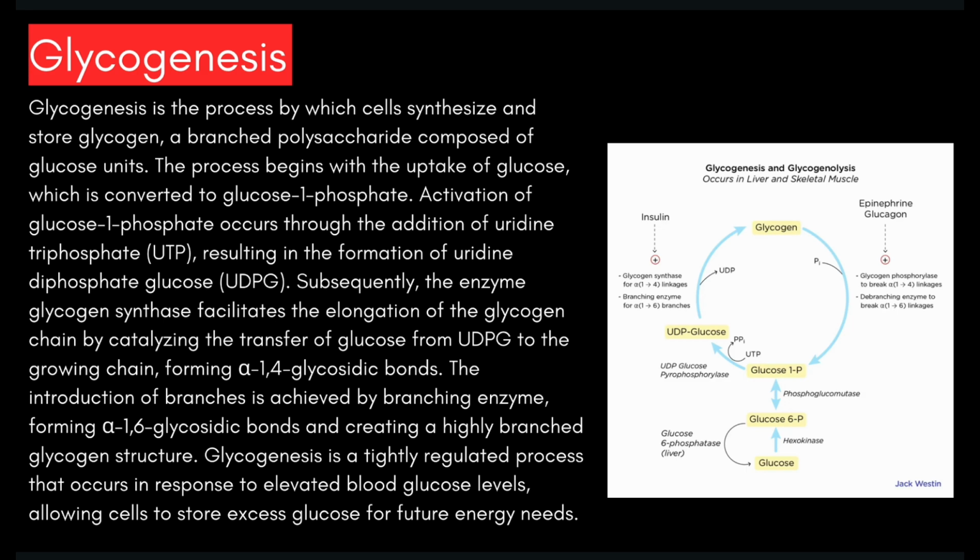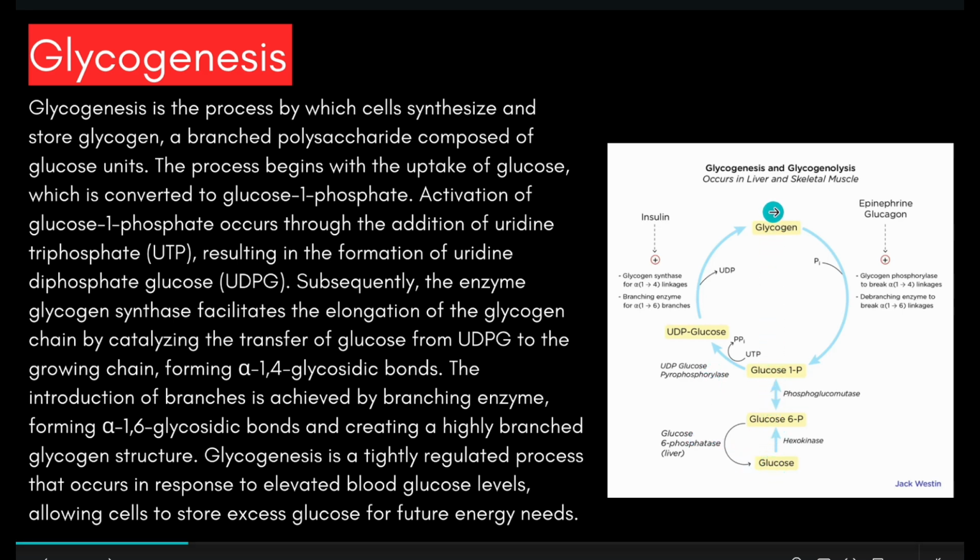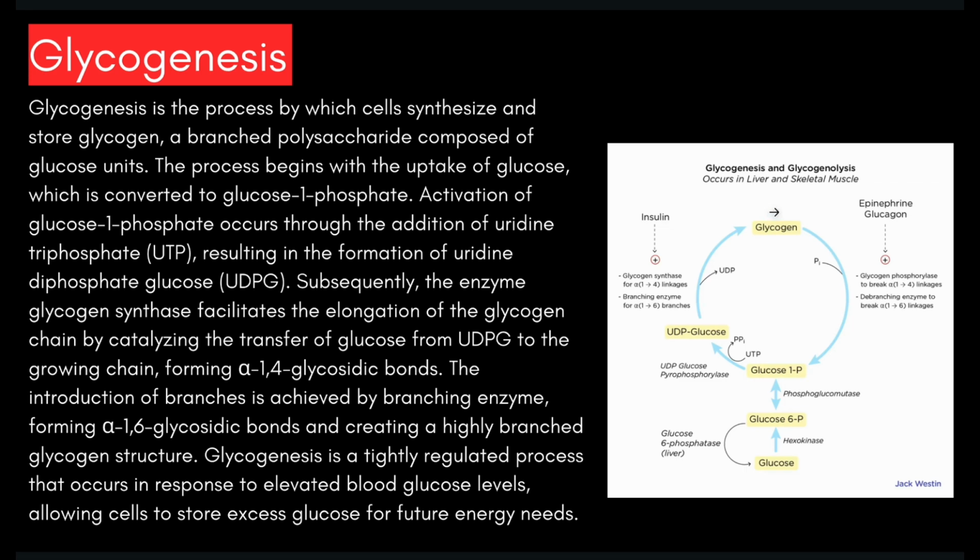The introduction of branches is achieved by the branching enzyme forming alpha-1,6 glycosidic bonds and creating a highly branched glycogen structure. Glycogenesis is a tightly regulated process that occurs in response to elevated blood glucose levels, allowing cells to store excess glucose for future energy needs. I have a diagram here. As you can see, glycogenesis is the process of building up to glycogen. So from glucose, you go to glycogen. Well, the reverse is called glycogenolysis, which we'll cover now.